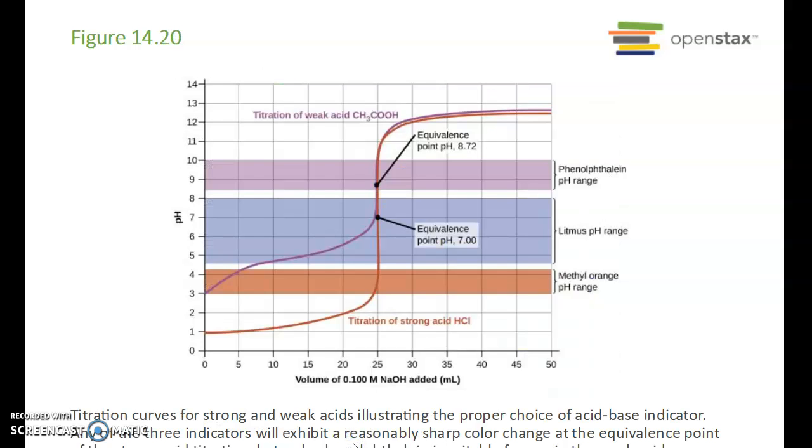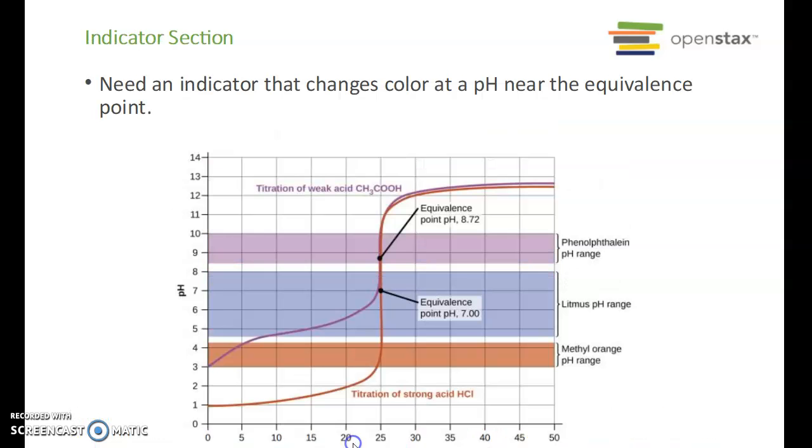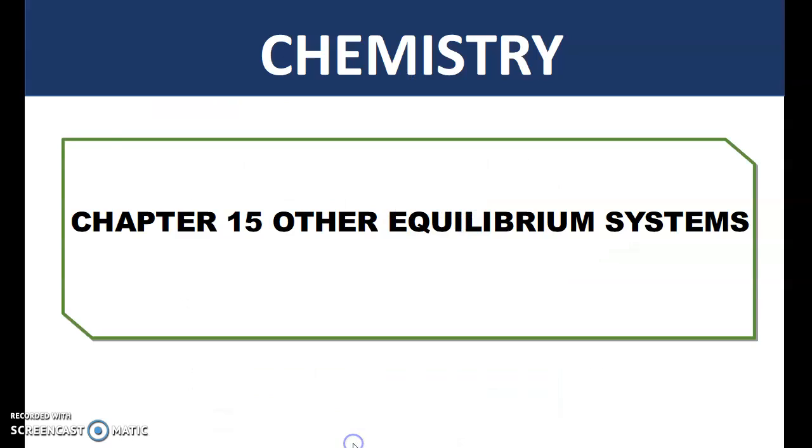Likewise, you can have this right here showing three different types, showing how methyl orange would change. It would change way down there once you got up to a 3.5, whereas the litmus pH range changes at a pH of 7, and the phenolphthalein changes at about a pH of 8.8. You need to have an indicator that will give you exactly what you need there. And that's the end of that chapter.